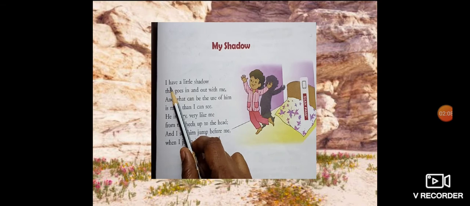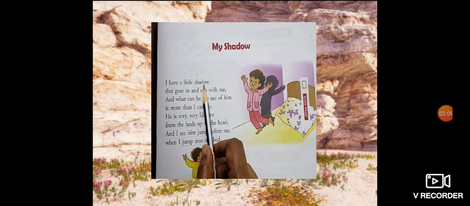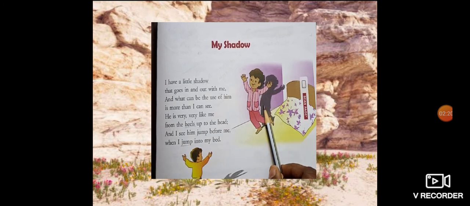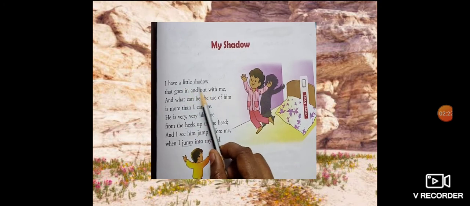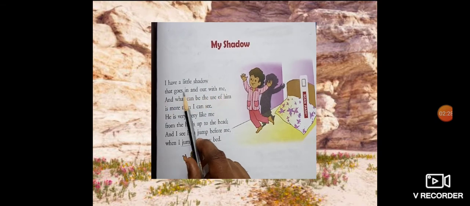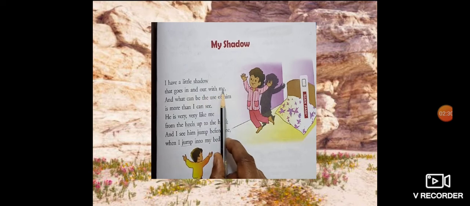First line. I have a little shadow. I have a little shadow. This boy is describing. He is little, right? He is a little boy. So he is getting a little shadow. I have a little shadow that goes in and out with me.